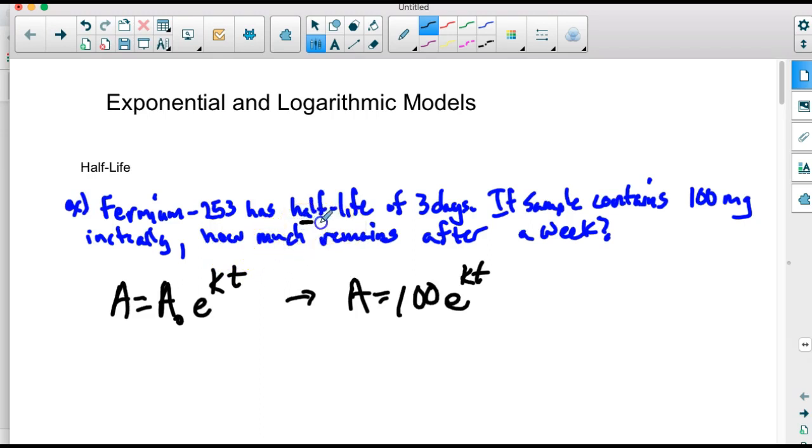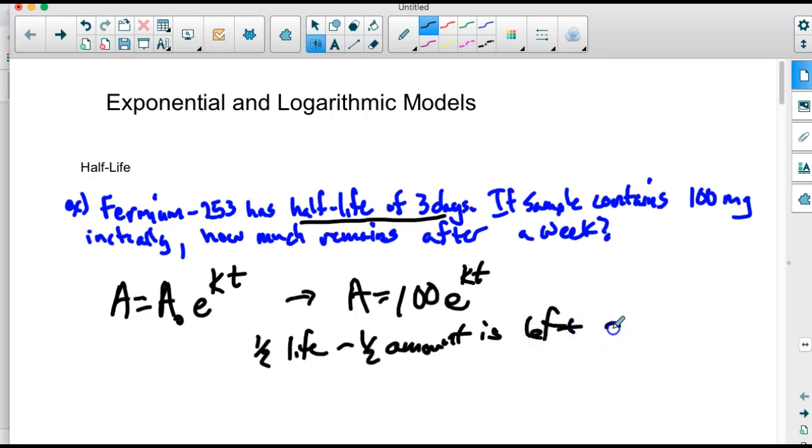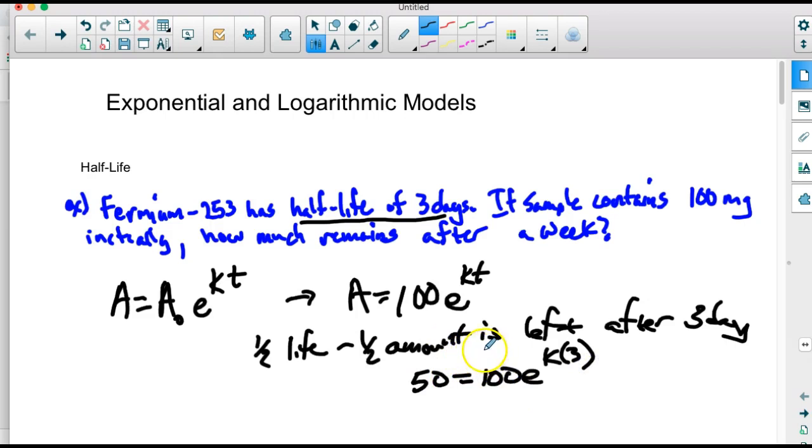Now we're going to use this equation, and we know it has a half-life of 3 days. So we can plug that in and figure out what k is. So half-life means half of it's left over. So when we're dealing with half-life here, we know that it's 1/2 the amount left after 3 days. So we can put the equation to be 50, because that's half of 100. Our initial amount is 100. Half of it's left over in 3 days, so we can put 3 in there. So this is our equation to figure out what our growth rate is.